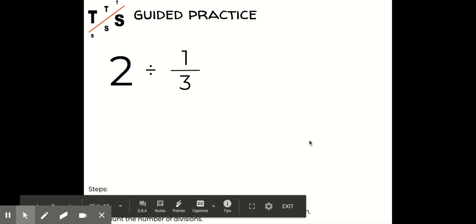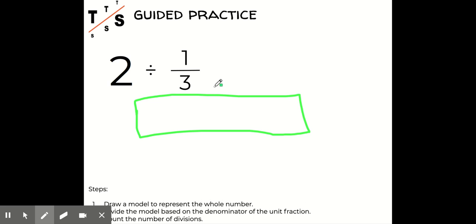So let's try this one. We have 2 and 1/3. If you want to pause and do it on your own, go ahead, or if you want to follow along with me, that works too. So I'm going to draw a model to show 2 pieces. I'm going to divide the first one into 3 sections. So I have 1, 2, 3 because of my denominator.